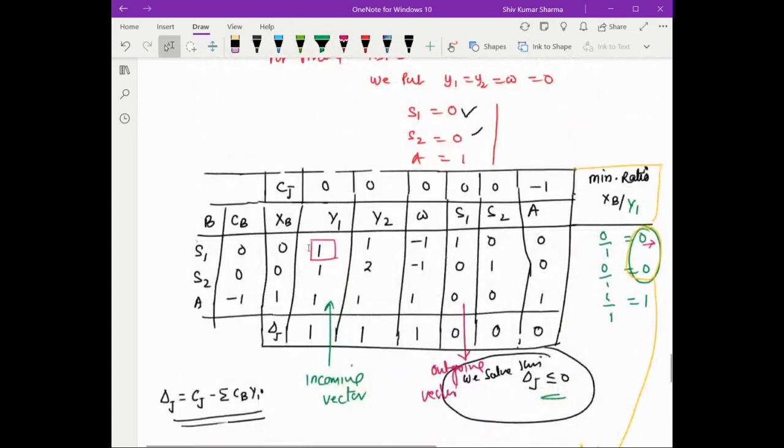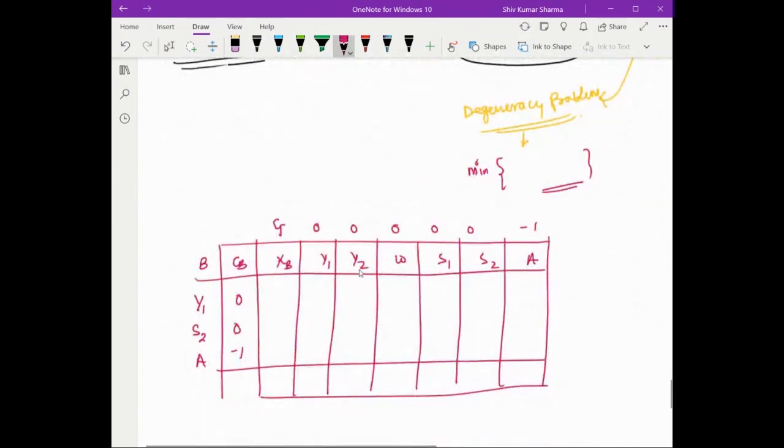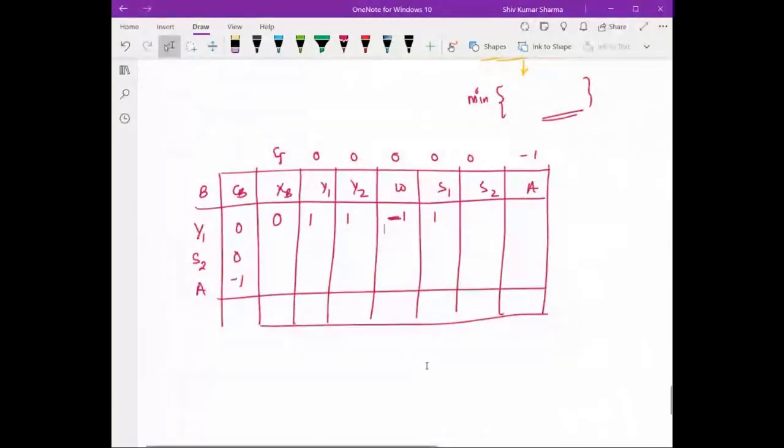For xb, we write on the basis the same equation, because the pivot element is unity, 1. So there is no change in equation 1. We write it as 0, 1, 1, minus 1, 1, minus 1, 1, and S2, 0, A, 0. This is the helping row for calculation. We take this element, make it 1, and the other elements 0.